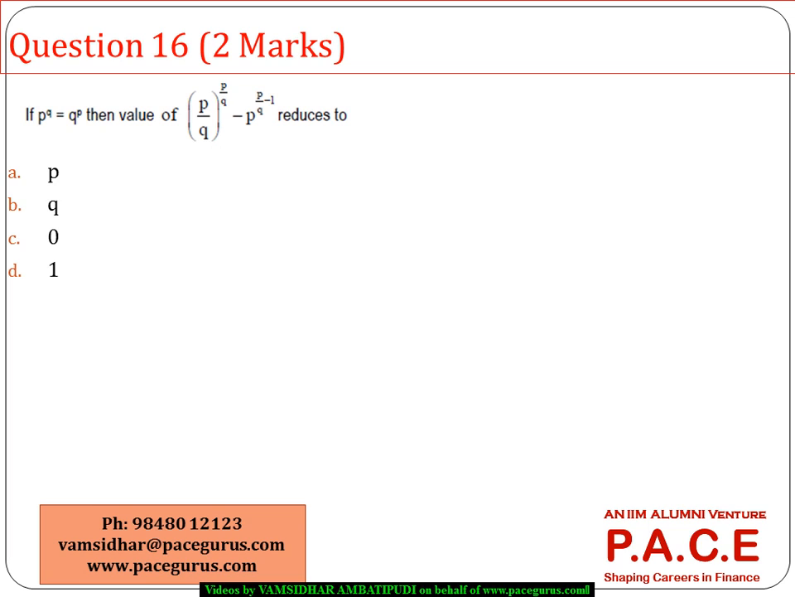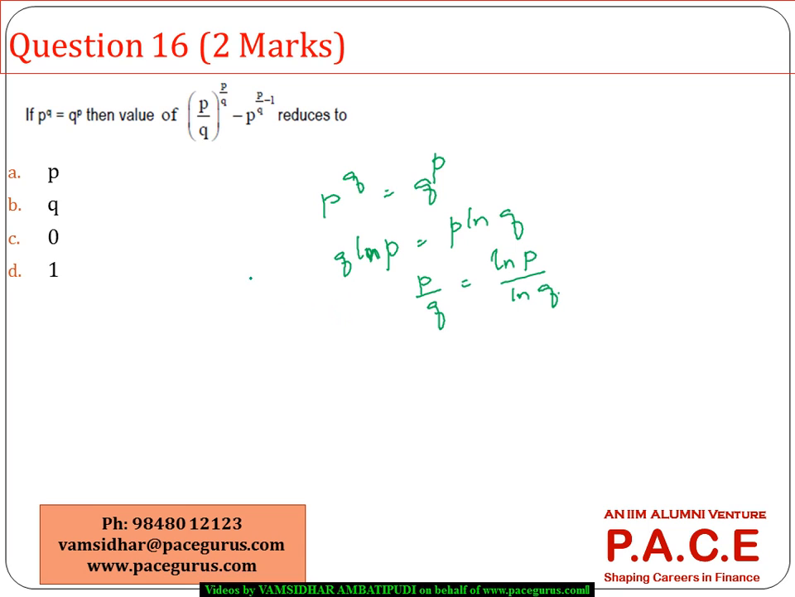If P to the power Q equals Q to the power P, find the value of this. Okay, P power Q equals Q power P. So it's always better to take logarithms on both sides. So Q log P is equal to P log Q, which means I can get P by Q is equal to log P by log Q. Something like this.